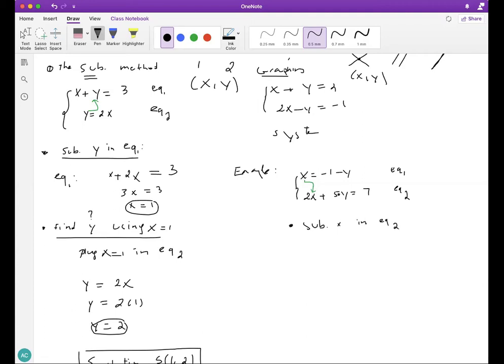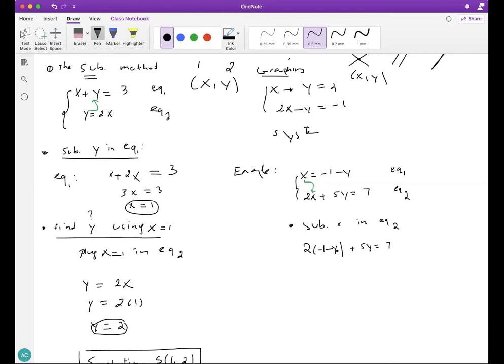And equation 2. So this is equation 2 here, so it'll be 2 times x. Instead of writing x, I'm going to write this because x equals that. So remove the x, substitute it with -1 minus y. And the rest of equation 2 remains the same. The only thing we did was remove the x and substitute it with what it's equal to, which is -1 minus y, plus 5y equals 7.